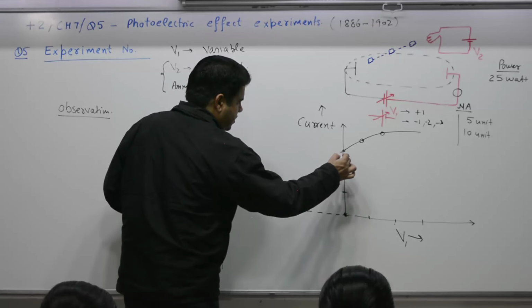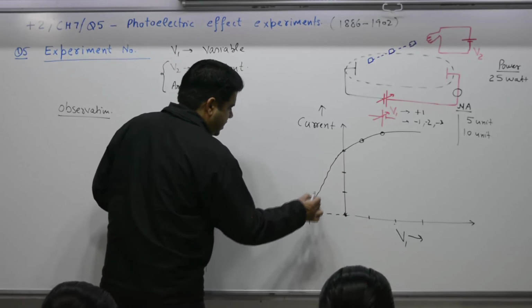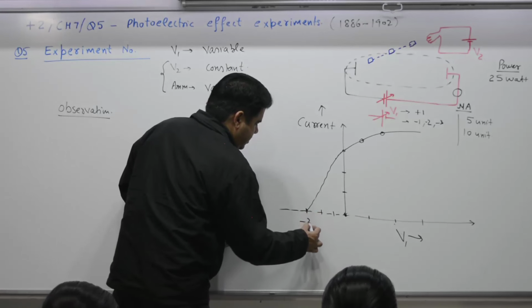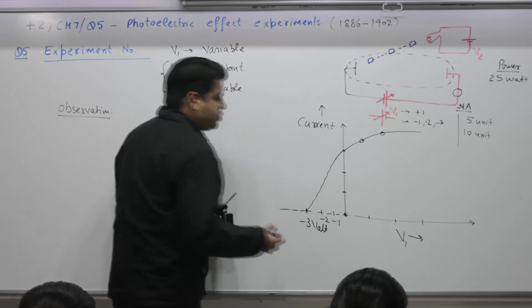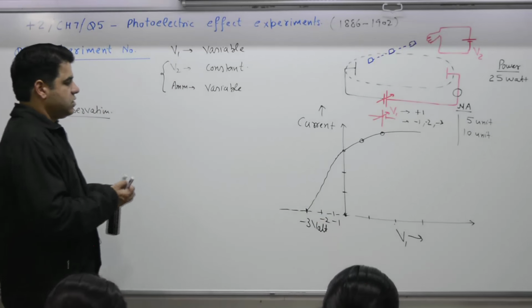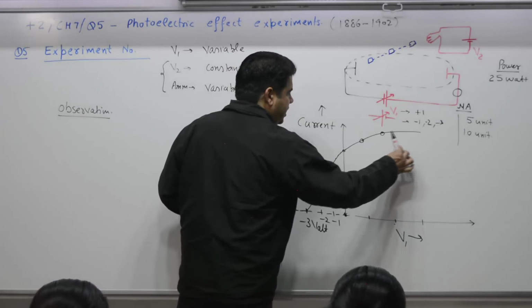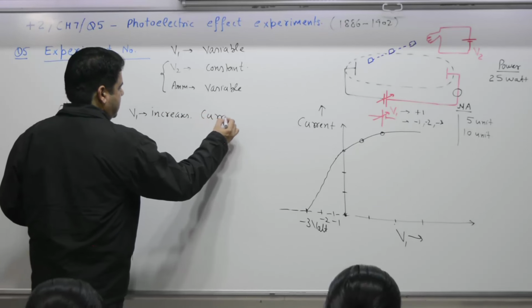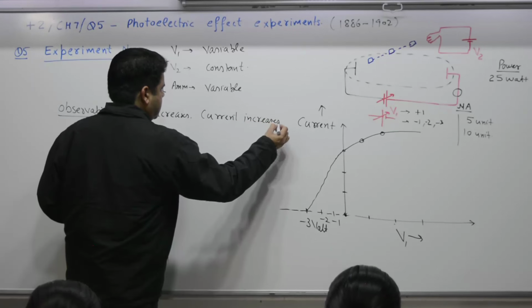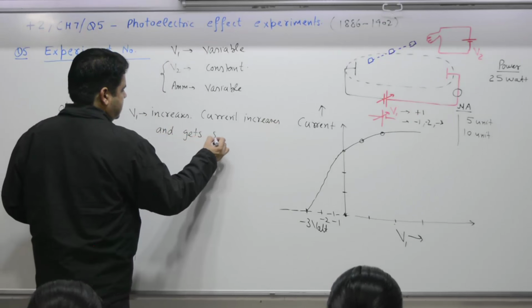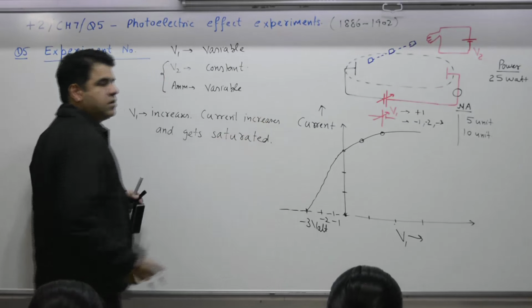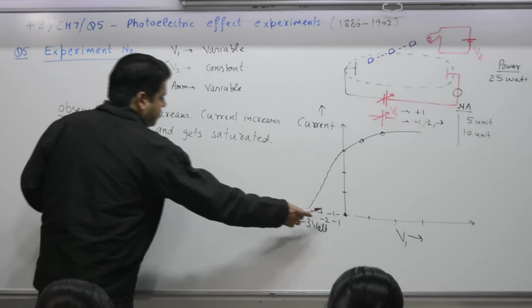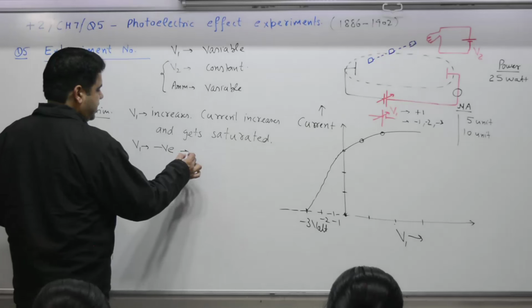So the observation was, minus 1, minus 2, minus 3. At minus 3 volt, the current reduces to 0. This was the observation. Repeat. Observation was, as voltage is positive, current will increase. If V1 increases, current increases and gets saturated. If V1 is negative, minus 1, minus 2, minus 3, the current decreases.